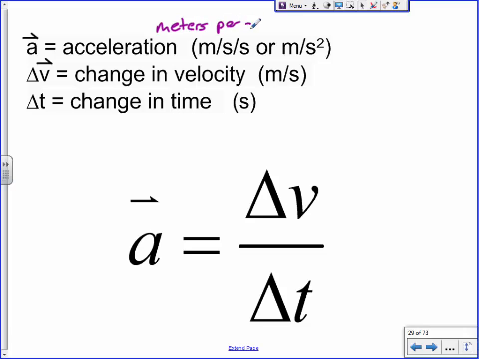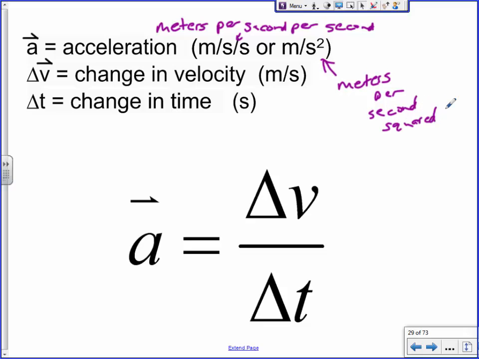Meters per second per second. That's how you'd say that one right there. Or this one right here, you would say meters per second squared. Essentially the way it works from a math point of view is that you've got meters on the top of a fraction, you've got seconds on the bottom of the fraction, and there is another seconds on the bottom of the fraction.